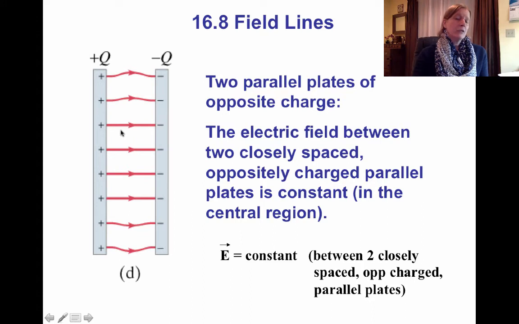That means the electric field is going to have the same value throughout here because the field lines are all evenly distributed. Okay, at the edges we can get edge effects where the field lines bow outward slightly at the edges of these conducting plates.